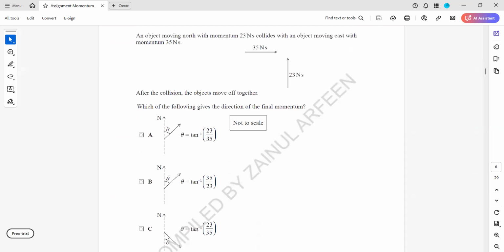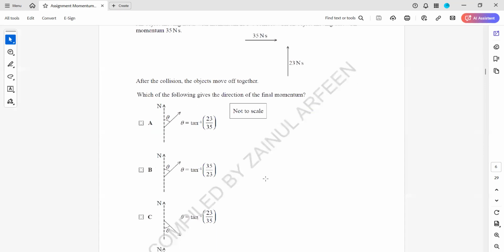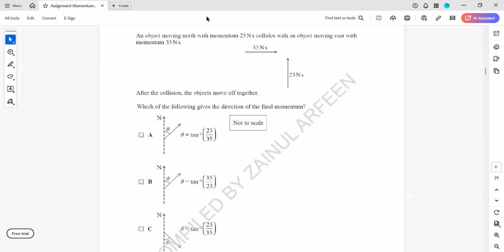First we have to draw a vector diagram for this. Any one of the vectors you can draw first, and the angle with the vertical is shown. So if I draw 23 first, and then I draw 35, this one is 23, this one is 35. What about the resultant? From the tail of the first to the head of the last, this will be the resultant vector. And here we have an angle with the vertical, theta.